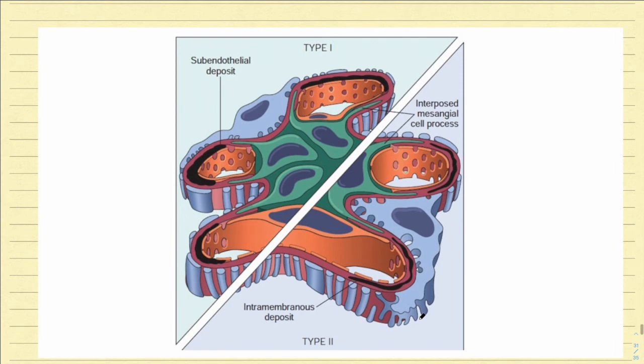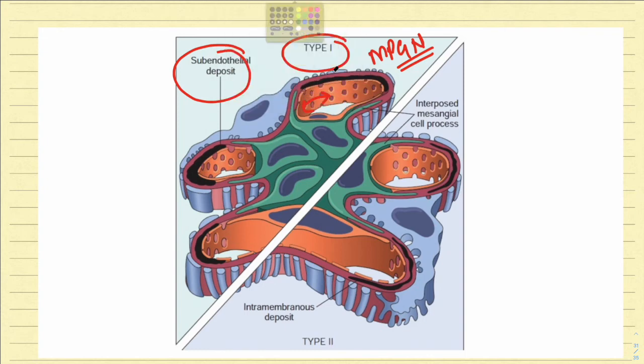Now this is another diagram wherein I wanted to show you. Now it will become very clear. This is the type 1 MPGN. What did I tell you? In type 1, there will be subendothelial deposits. On the inner side, this is the endothelium, E. Just beneath it you have the subendothelial deposit, but this is also encroaching and permeating inside the glomerular basement membrane, so it is also causing some kind of splitting.